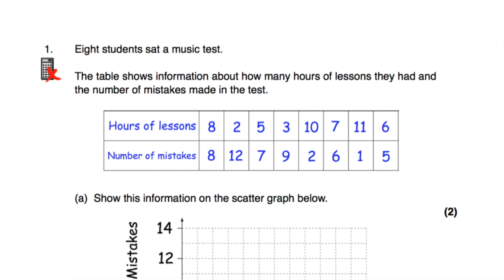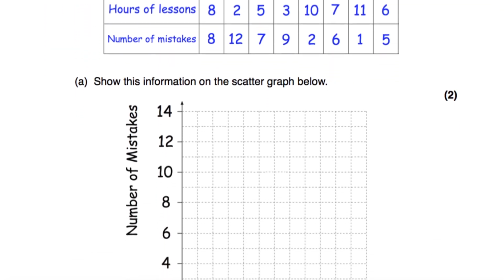So question number one says 8 students had a music test. The table shows information about how many hours of lessons they had and the number of mistakes they made in the test. So for instance, this student had 8 hours of lessons and made 8 mistakes. This person had 2 hours of lessons and made 12 mistakes, and so on. And part A says show this information on the scatter graph below.